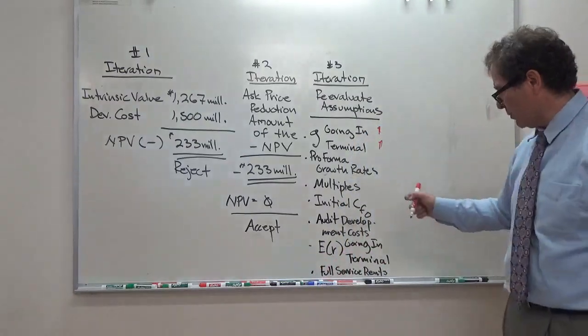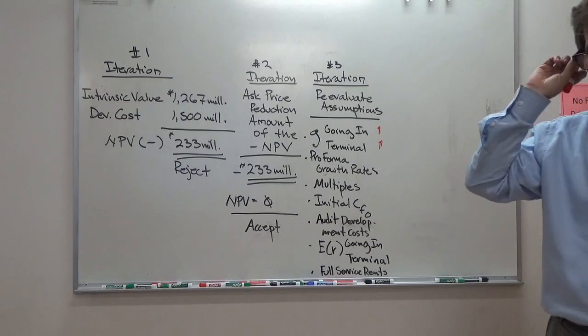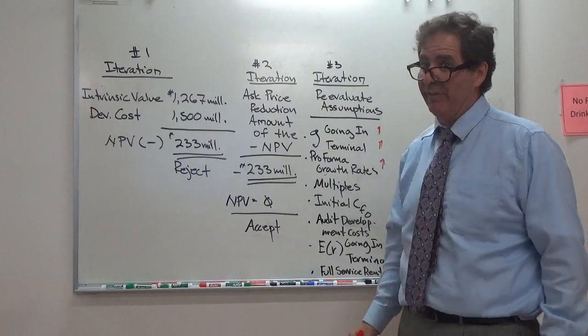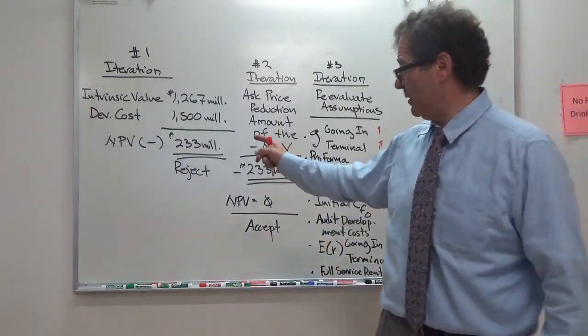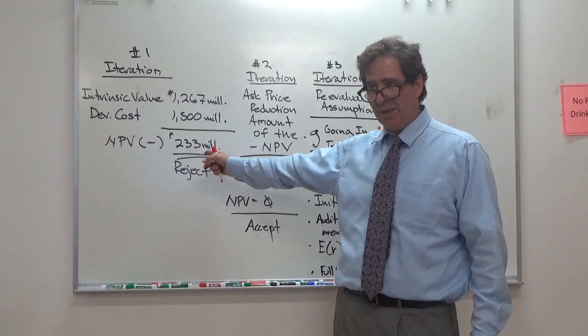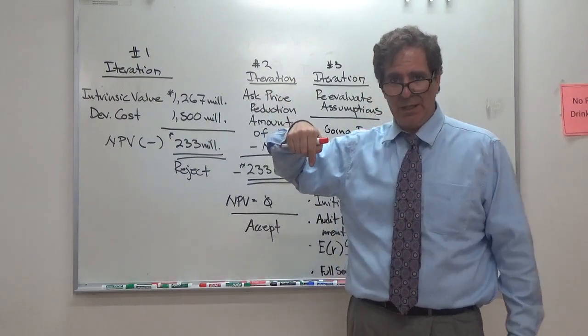What about the pro forma growth rates? Did we over or underestimate them? Underestimated. Too low. If we go back and revise them up, what happens to the present value? It goes up. Net present value, up. Internal rate of return, up. Break even, down. Got it.